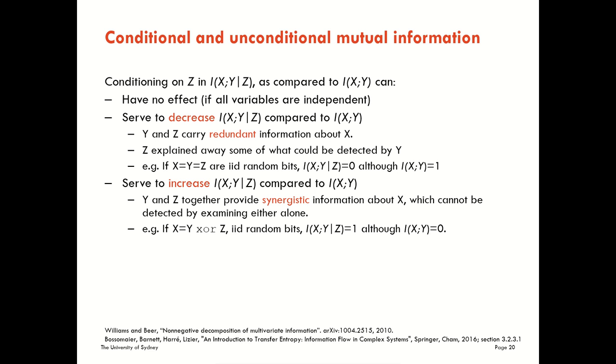We can see it quite clearly from an exclusive OR. As I say, if these are IID bits, knowing y on its own won't tell us anything about x. But if we already know z, then adding that knowledge of y gives us everything we need to know about x. Okay, that's a synergistic relationship.